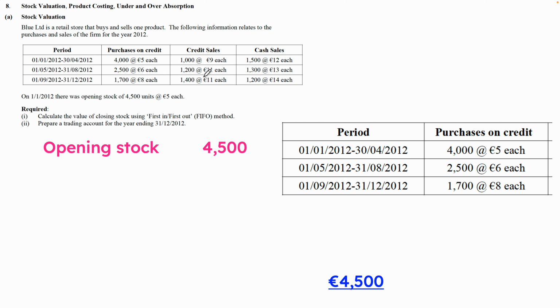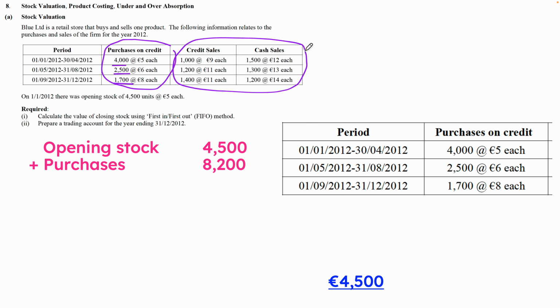Okay, so that's in the warehouse at the start of the year. Then during the year, they purchase 4,000 and 2,500 and 1,800. Okay, so that is 8,200 altogether. And then they have made all of these sales. So they have sold loads. So 1,000, 1,200, 1,400, 1,500, 1,300, 1,200 units.